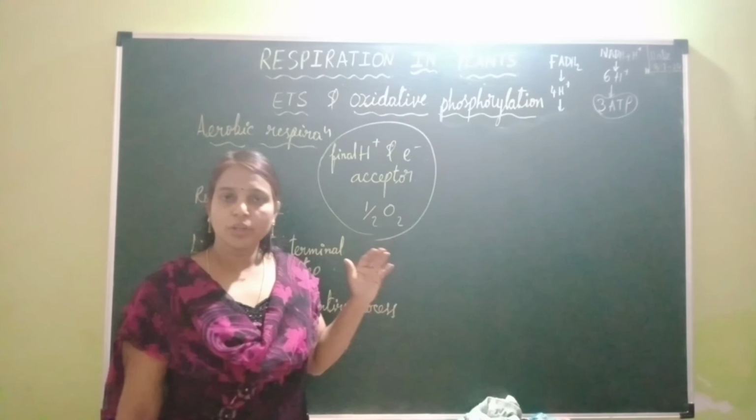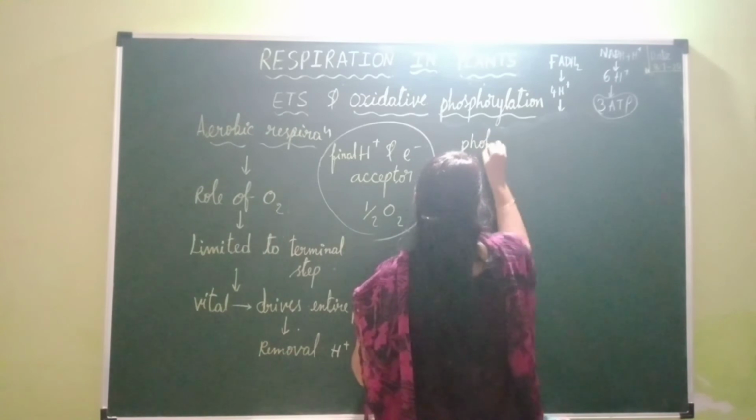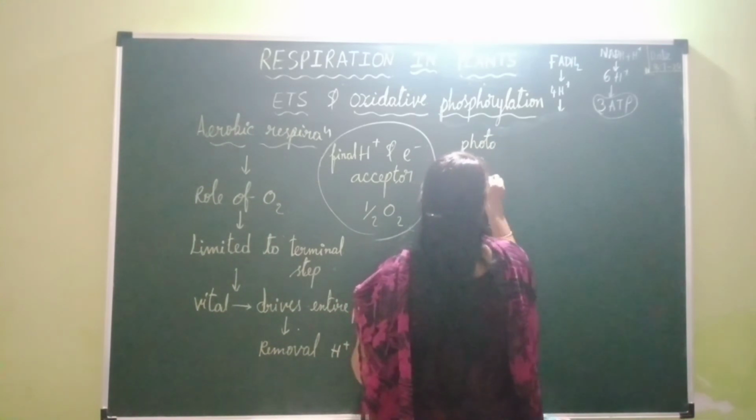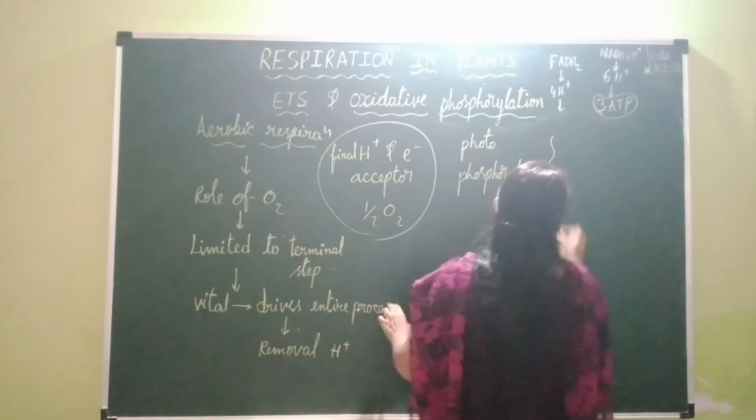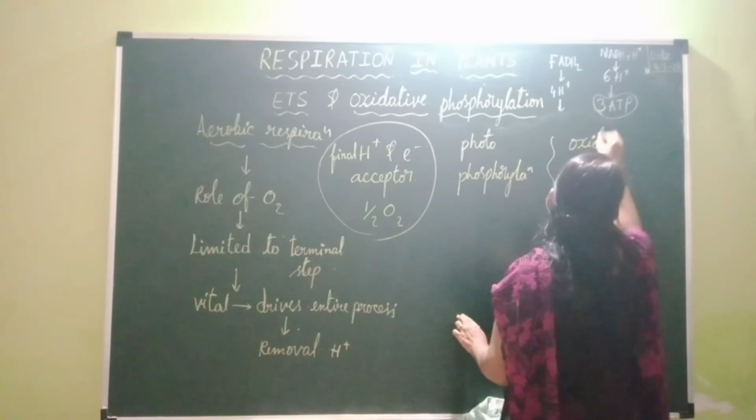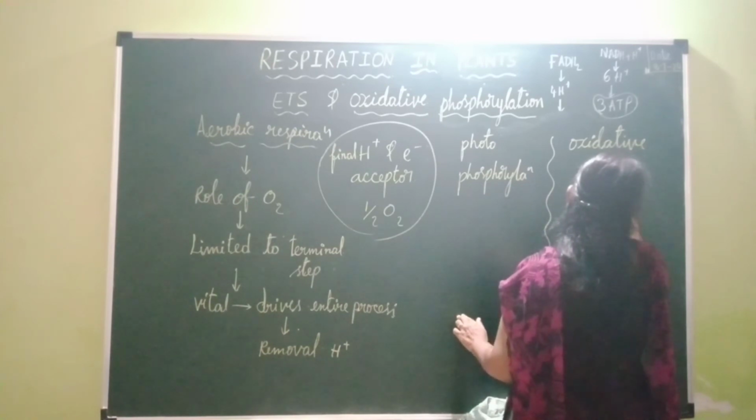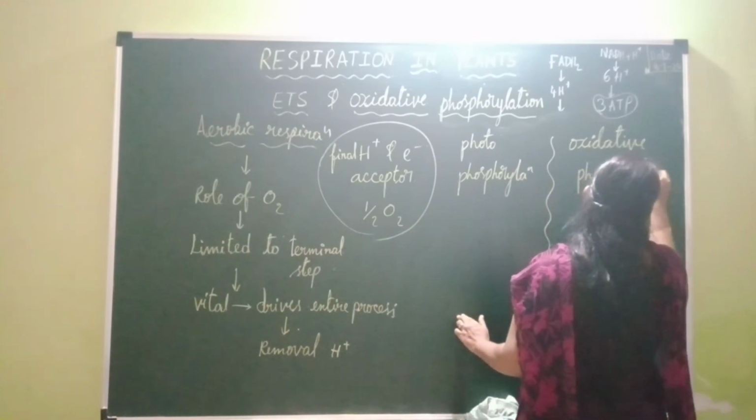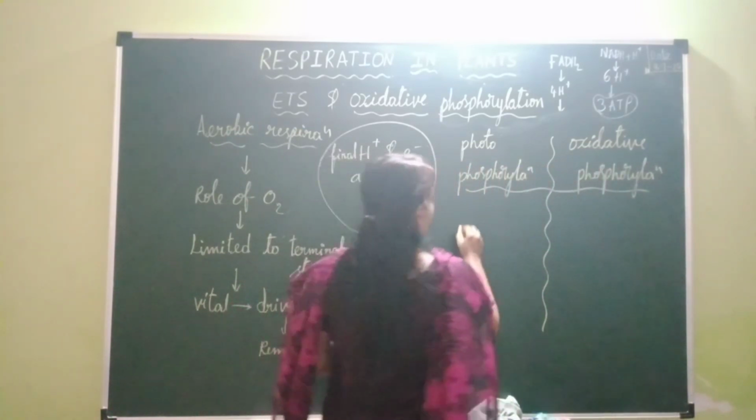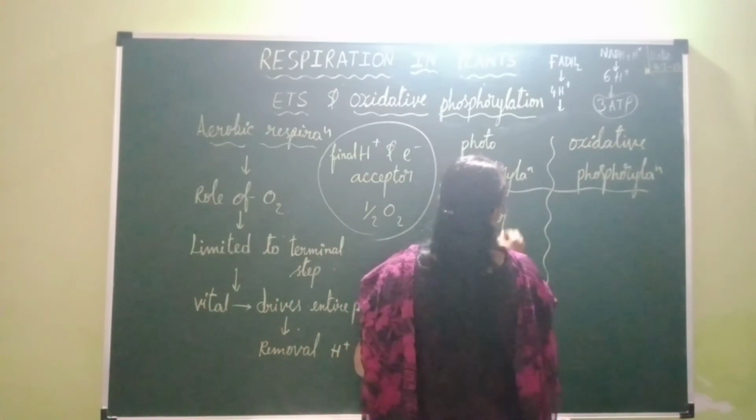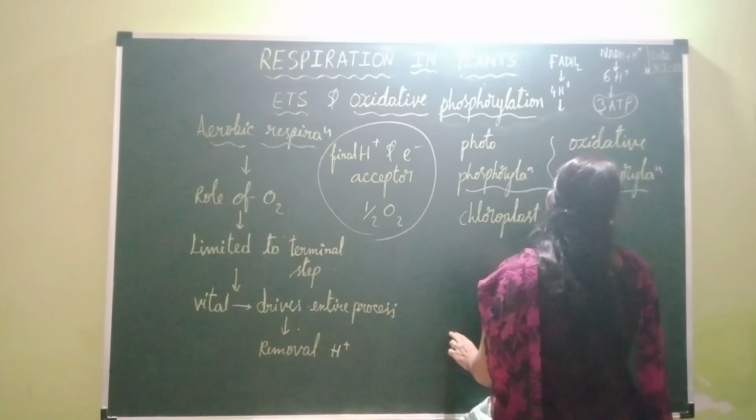Okay, now I want to give you a few differences between photophosphorylation and oxidative phosphorylation. Photophosphorylation occurs inside the chloroplast, whereas oxidative phosphorylation occurs inside the mitochondrion.